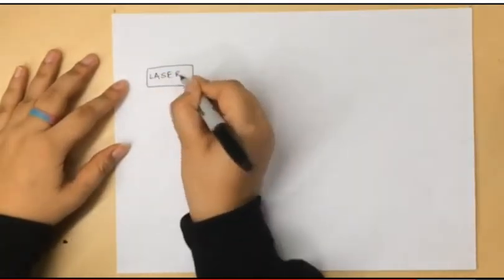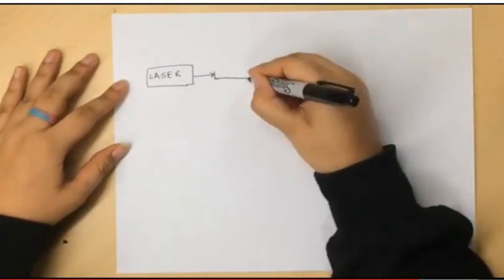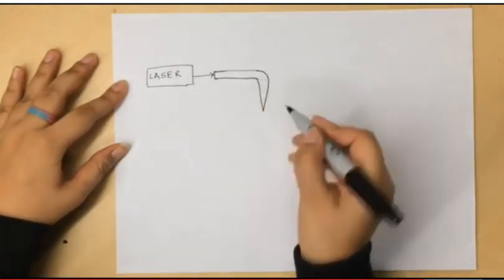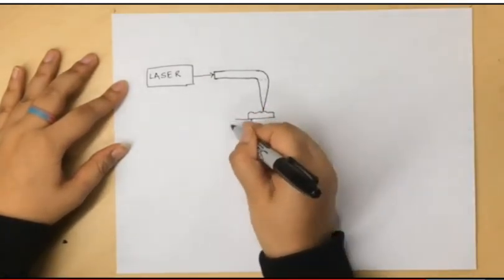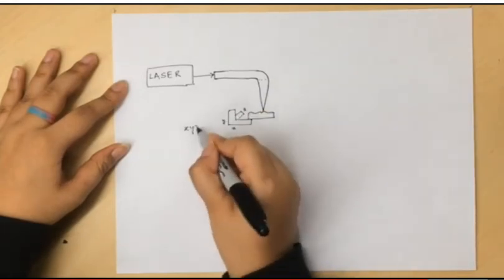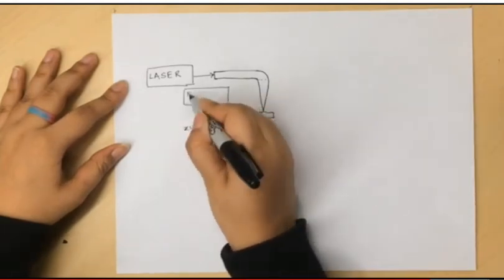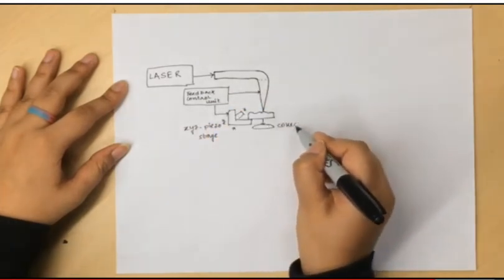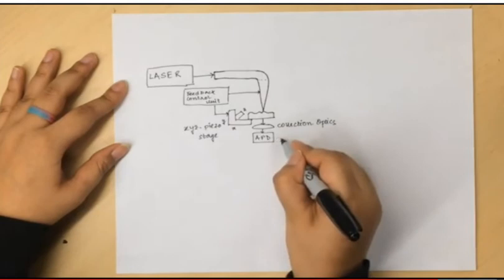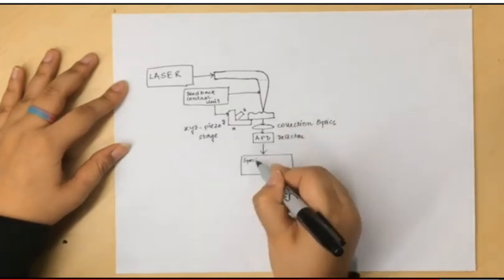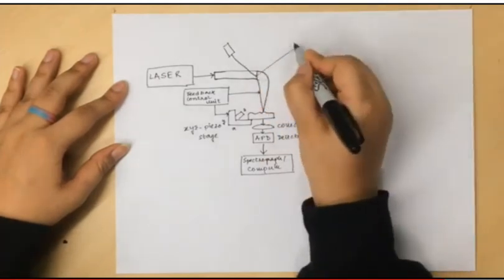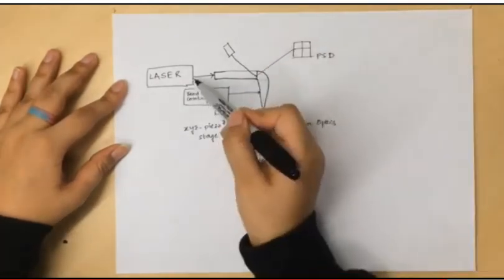So this is what an NSOM setup would look like. Laser light is coming through the fiber optic tip. Closer to the tip, the sample is placed over an XYZ piezo stage. Both the piezo stage and the tip are connected to a feedback control unit. Beneath the sample, there is collection optics and an avalanche photodetector or APD. The detector is usually connected to a spectrograph and a computer. Depending on the mode of feedback control unit, a laser PSD pair is also mounted.